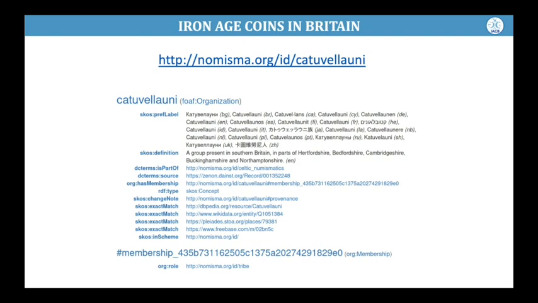Here, we learn that the Caduvalauni were a group present in southern Britain, in parts of Hertfordshire, Bedfordshire, Cambridgeshire, Buckinghamshire, and Northamptonshire. We can also see the term in other languages. This enables databases that are not in English to connect to the IACB website.